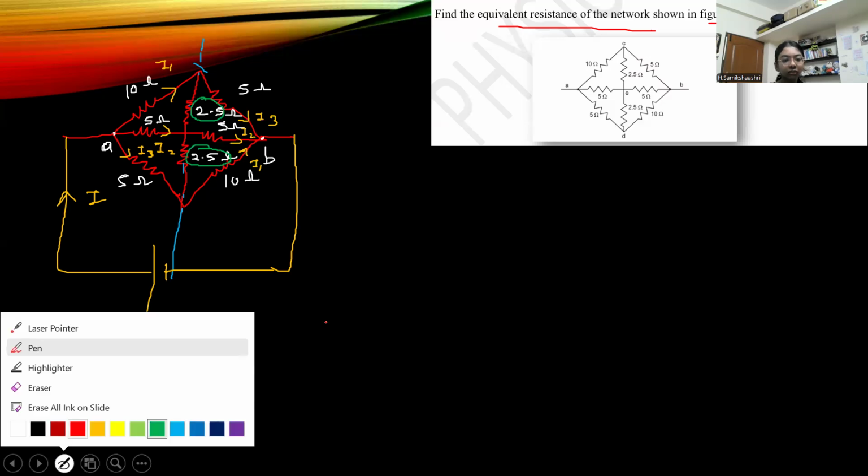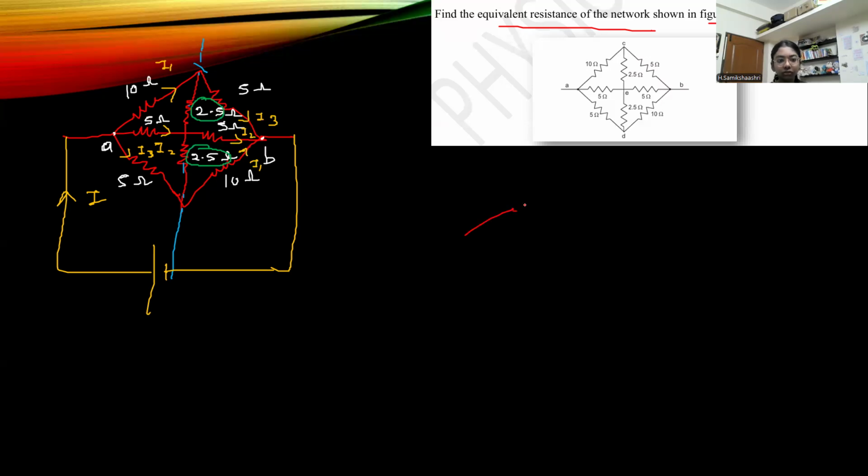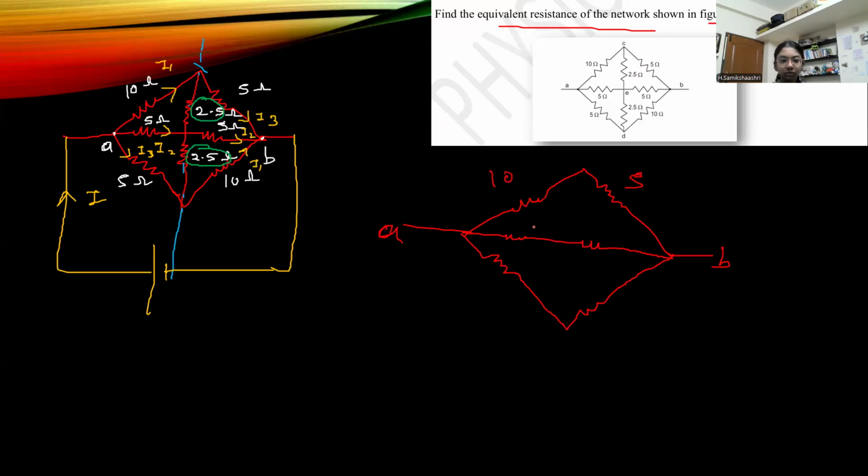The final circuit will be like this. Like this. Okay. This is A and this is B. Clear? This is 10, 5, 5, 5. Now you can solve it easily.